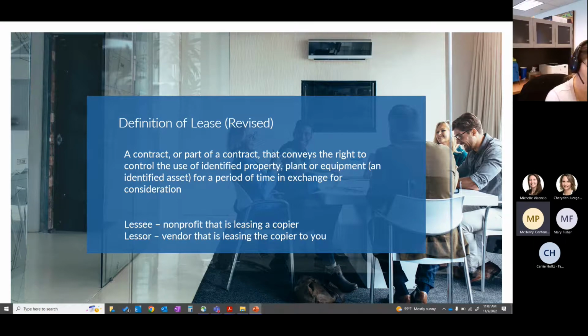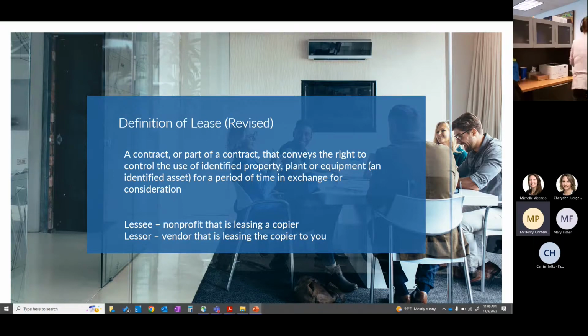And so we're going to go through each part of that. Obviously, as we're looking at a lease, there needs to be a contract. There needs to be something in writing. I don't think that is going to happen too often where you're going to have verbal agreements, but it does need to be something in writing. It also needs to be an identified asset. So in the lease agreement, it needs to specify what that asset is. Again, I think that's pretty obvious, but that's in there. And then the exchange for consideration is also important.